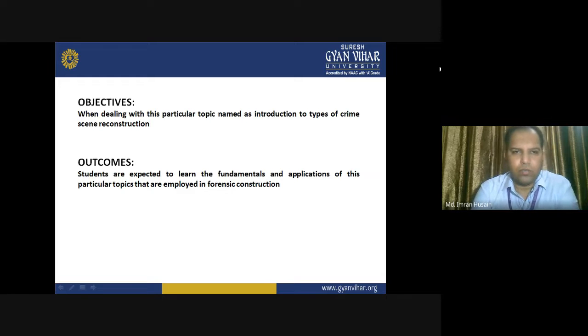So, in the subject of crime scene investigation, crime scene reconstruction plays a vital role as it is generally the most intrinsic part of forensic investigation. Although many computer designed softwares are now available, they help a lot in construction of a crime scene in three-dimensional space. Earlier, this facility was not available and it used to pose a lot of difficulty for individuals. The fundamentals and applications of this topic are employed in the forensic reconstruction of any crime scene.